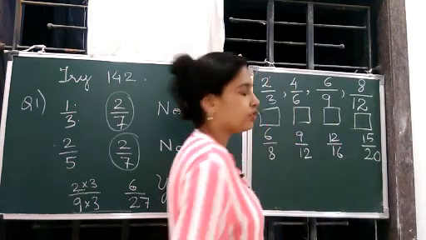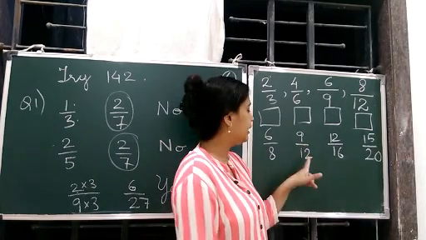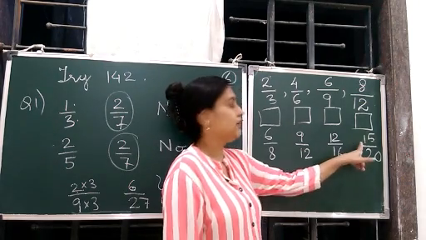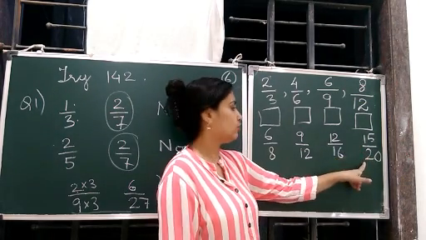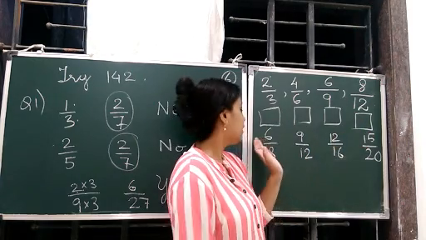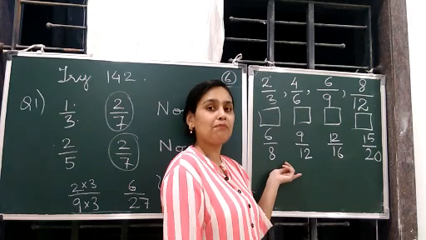The shaded part is 6 out of 8. Shaded part is 9 out of 12. Shaded part is 12 out of 16. Shaded part is 15 out of 20 in the given figures. Correct? Now, you check whether you can bring them down to the simplest form.